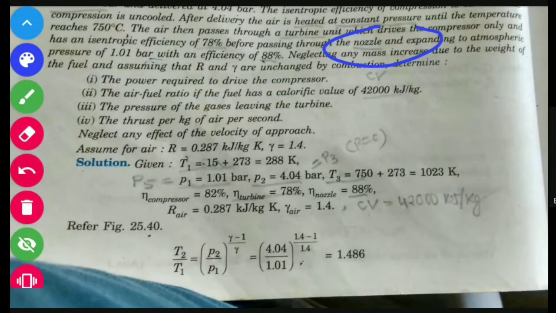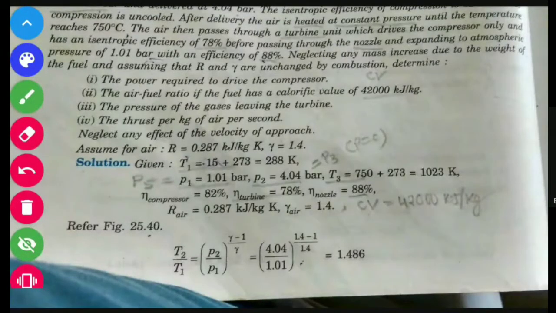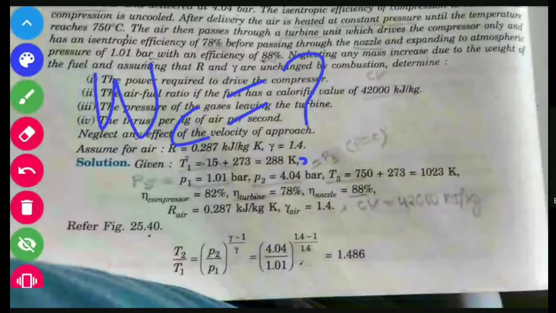Neglecting any mass increase due to the weight of the fuel. Assume that R and gamma are unchanged by combustion. Determine, okay, that is not necessary. So let us go one by one. Determine first, the power required to drive the compressor. So here we have to find out the compressor work, WC equal to question mark.